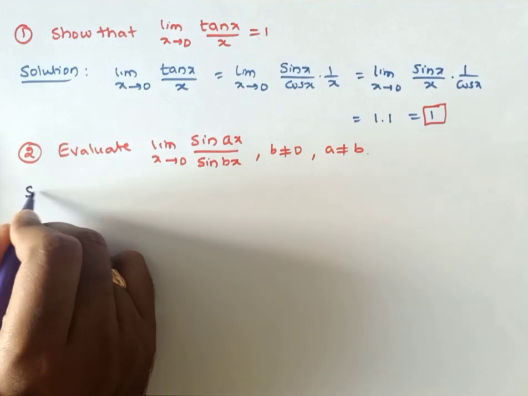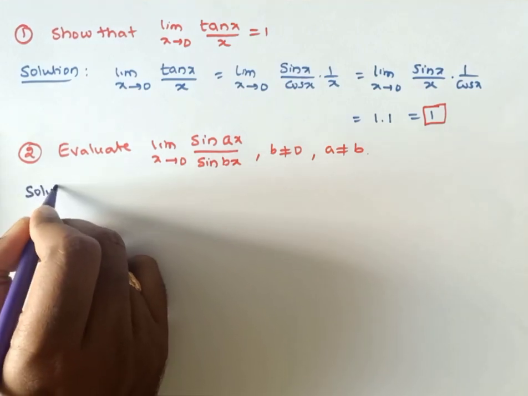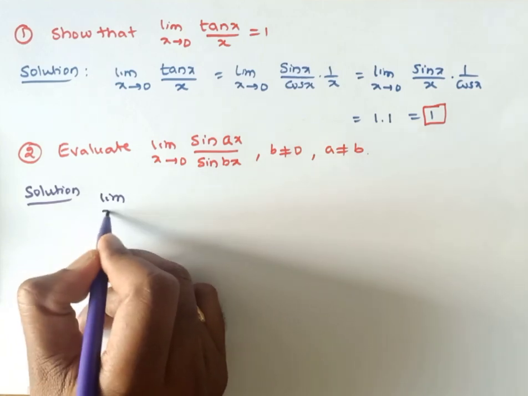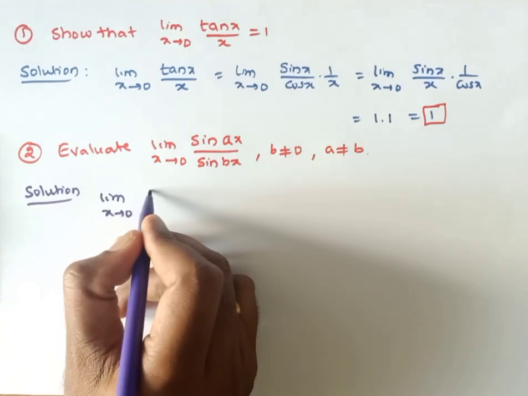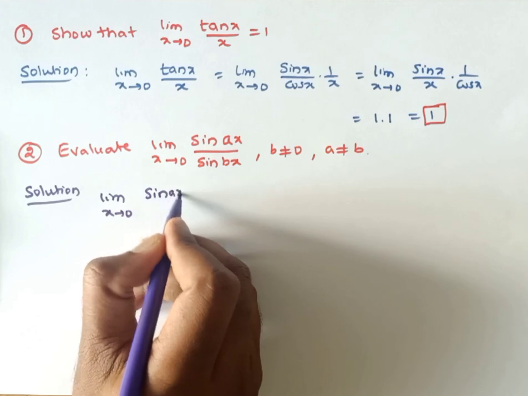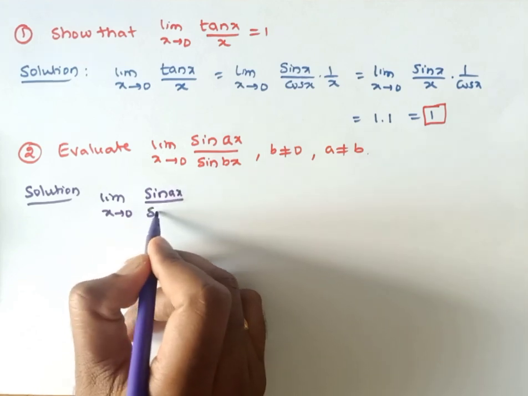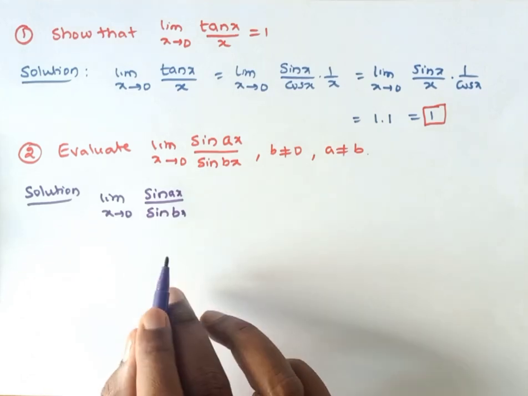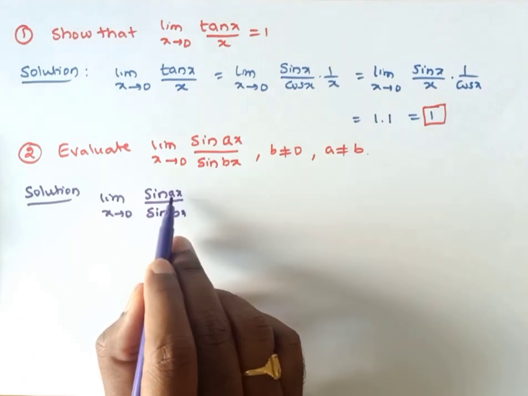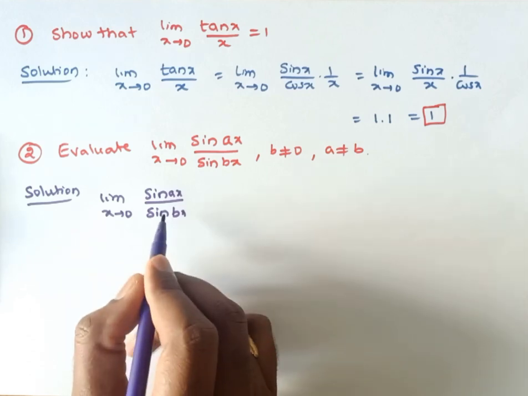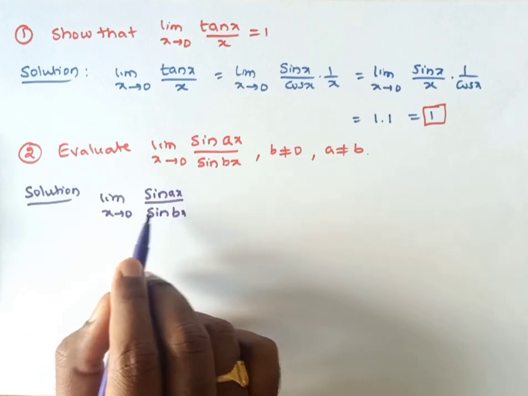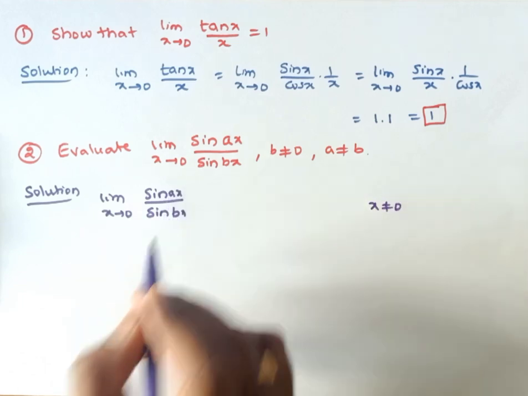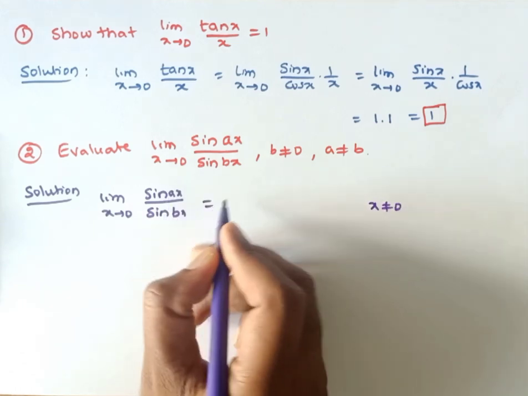Now see the solution for this. Limit x tends to 0. You can observe that the numerator and denominator contain a sine function. We have the formula sin x by x, but instead of x here ax is there. So try to divide: since x is not equal to 0, we can divide the numerator and denominator by x.